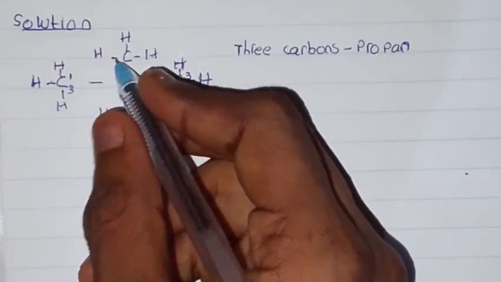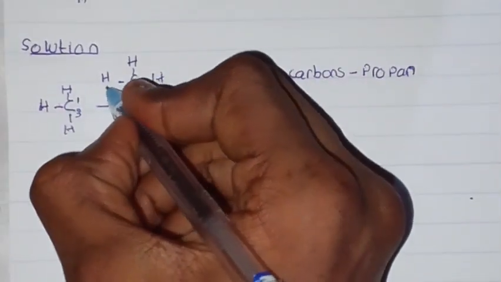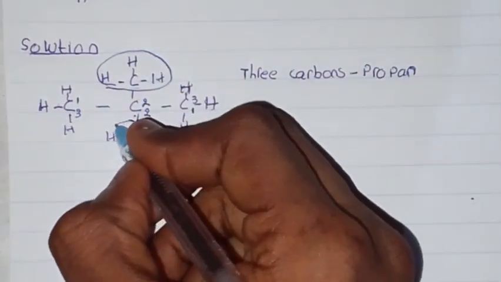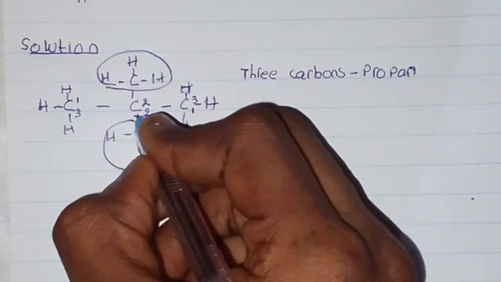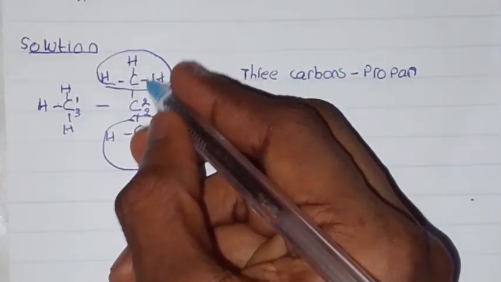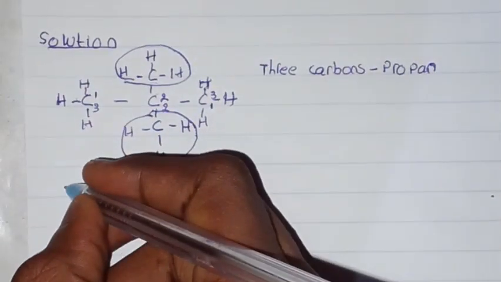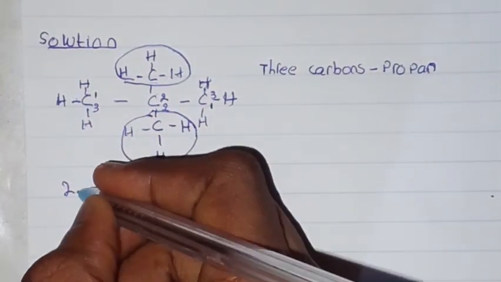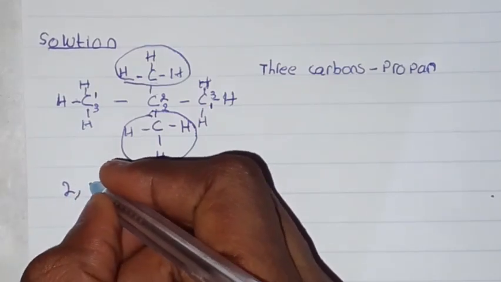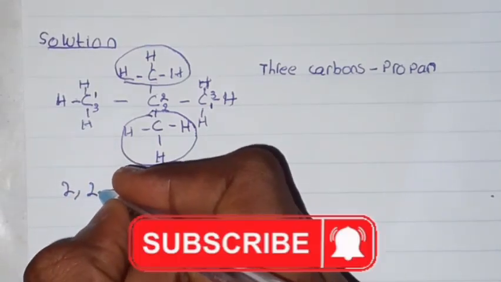Now, these are the substituents. Let me circle them. We have one substituent attached to carbon 2 and another attached to carbon 2 as well. So we're going to take the numbers that these substituents carry, which are 2. We have 2 substituents there, and you separate numbers with a comma, so we have 2,2.